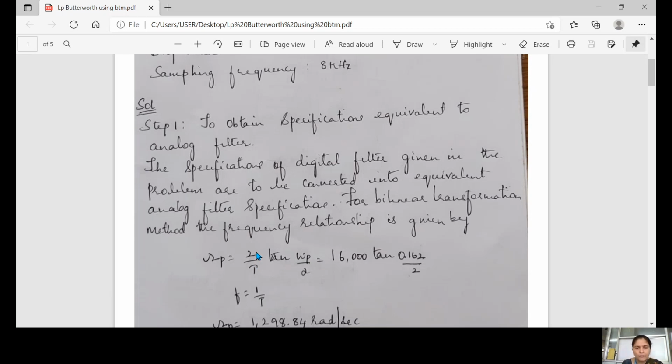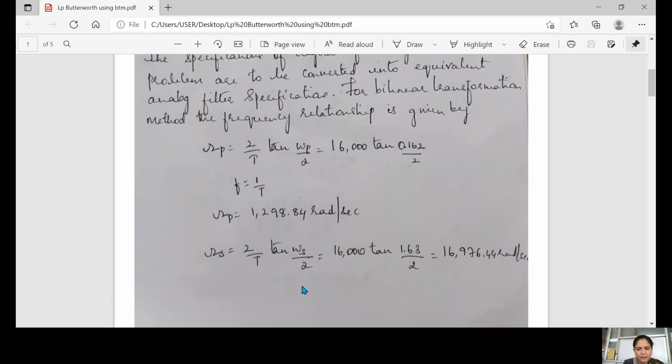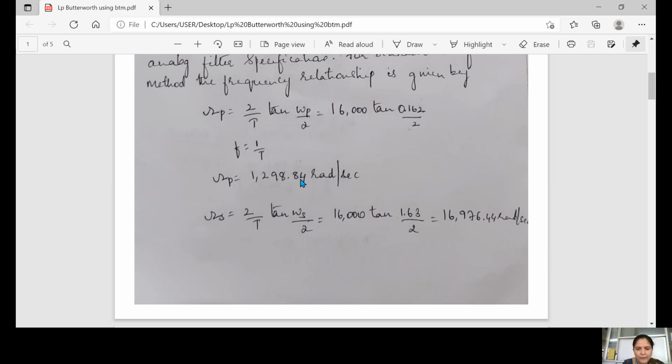They have given the frequency, that is 8 kilohertz. So 2 divided by T is nothing but 2f. So 2 into 8, it is nothing but 16. It is in kilohertz, so 16,000 tan of ωp, which is 0.162, divided by 2. To solve in the calculator, you have to keep it in radians. So what do you get? Ωp is equal to 1298.84 radians per second.